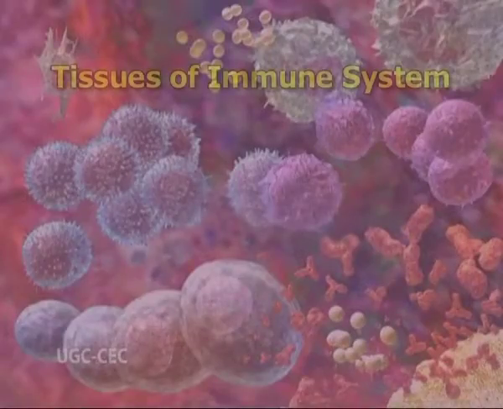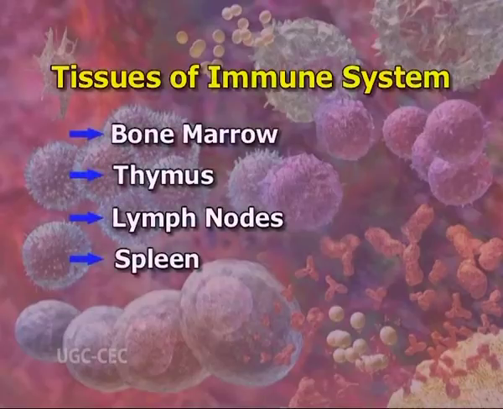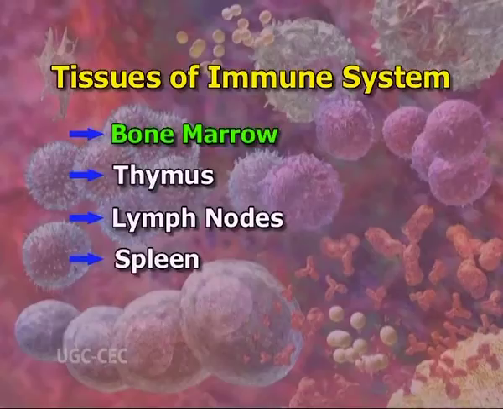Most lymphoid tissues are rather disorganized and occur within other tissue types. Some are found in particular organs and glands such as bone marrow, thymus, lymph nodes and spleen. Bone marrow is soft tissue located within the hollow interior portion of bones.